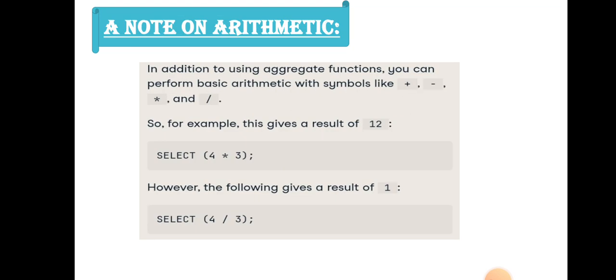A note on arithmetic. In addition to using aggregate functions, you can perform basic arithmetic with symbols like plus, minus, multiplication and division. So for example, the asterisk sign is used for multiplication and the slash sign is used for division. For example, select 4 asterisk 3 gives a result of 12, by multiplying these two numbers. However, the following gives the result of 1.